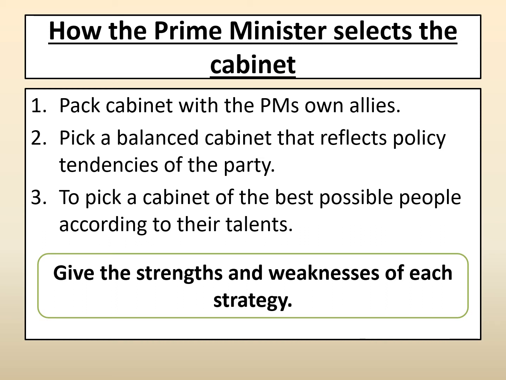So in number 2, think about, for example, Theresa May had some people in her cabinet who were very pro-Brexit and others who were very anti-Brexit. So why might it be a good idea, if you're a Conservative Prime Minister, to have a bit of both in your cabinet? Okay, so have a go at doing the strengths and weaknesses for all 3.